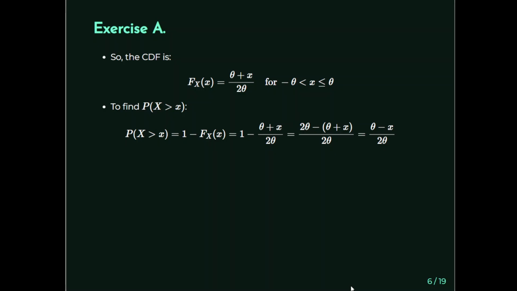And to find the probability of X greater than x, that is simply the complement of the cumulative distribution function, which is 1 minus (theta + x) divided by 2 theta. We express 1 as 2 theta divided by 2 theta and simplify. So we have (2 theta minus (theta + x)) divided by 2 theta, and that gives us (theta minus x) divided by 2 theta. Just watch out for those brackets. Let's take a moment to absorb that. I don't want to be too fast, but we have a lot of work to get through, so I'll keep moving.